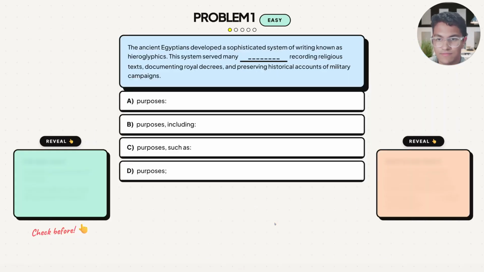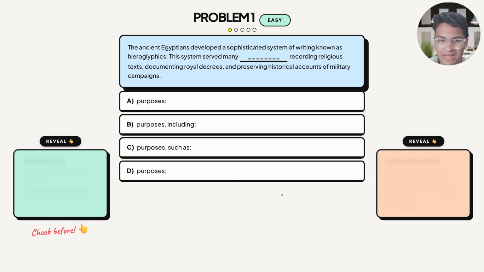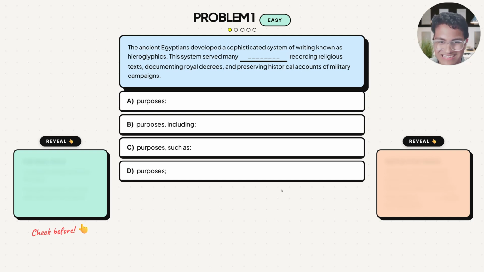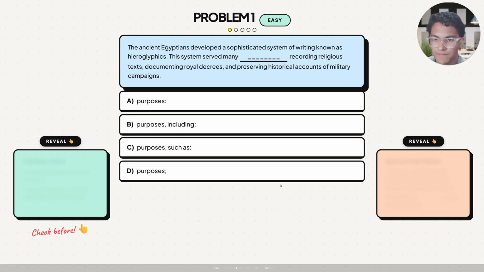Now, let's take a look at the problem. The ancient Egyptians developed a sophisticated system of writing known as hieroglyphics. The system served many blank, recording religious texts, documenting royal decrees, and preserving historical accounts of military campaigns.